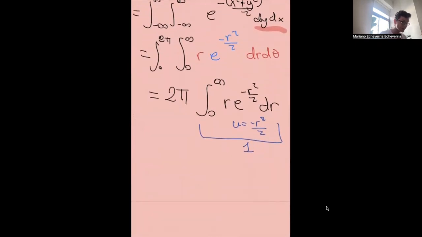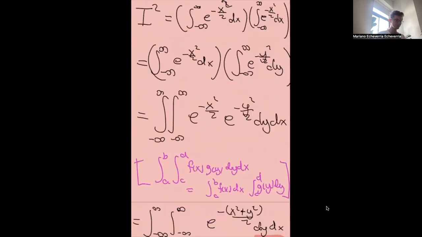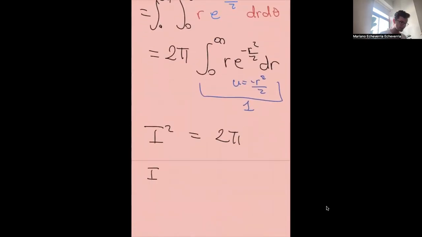So that means that I squared is 2 pi, because that's what we were computing. And so I, which is what you care about, is root of 2 pi.